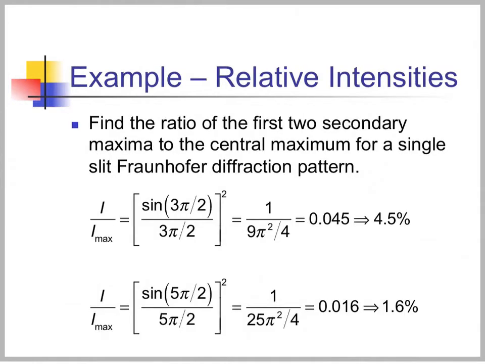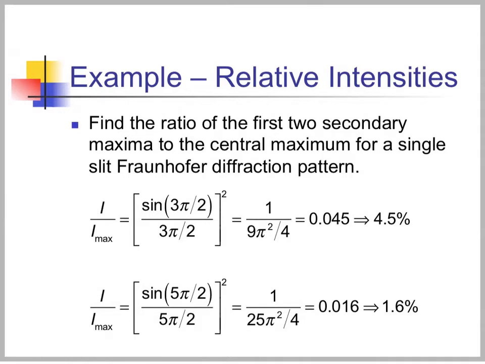So let's consider our problem. Find the ratio of the first two secondary maxima to the central maximum for a single slit Fraunhofer diffraction pattern. So for the first one, we're comparing to I max. So I over I max is the square of sine of 3 pi over 2 over 3 pi over 2. To work that out is 4.5%. So the first secondary maximum is 4.5% as intense as the central maximum.